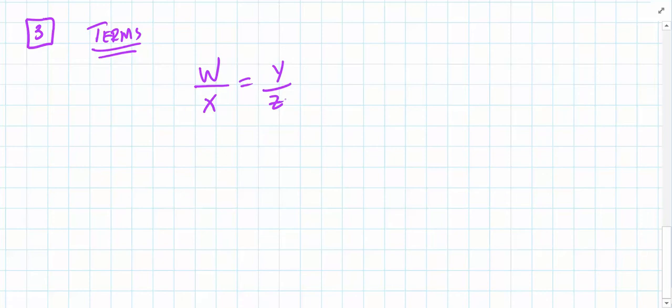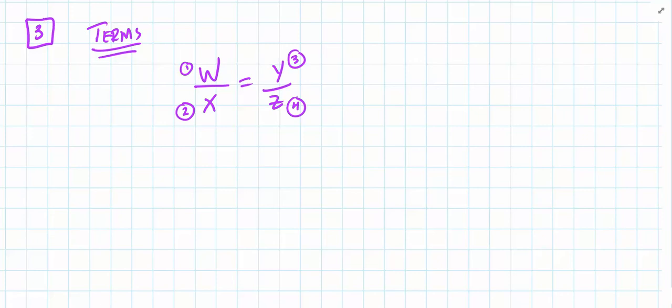Okay. So now, I've got w over x equals y over z. There are 4 terms in this proportion. There are 4 terms. Here's the first one. Here's the second one. Here's the third one. And here's the fourth one. All right, w over x equals y over z. These are called the terms of the proportion. Yeah, each one is a term. Okay, we're going to be able to do lots of manipulations with these terms in a moment.